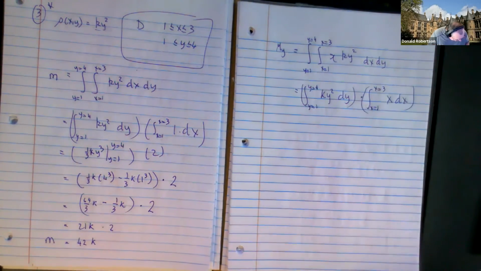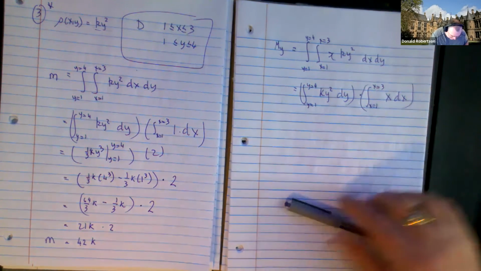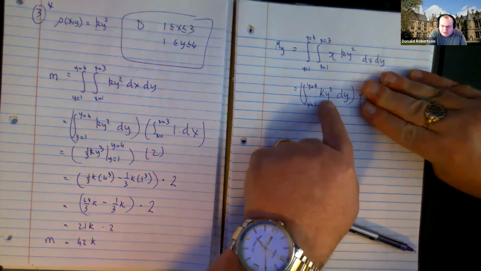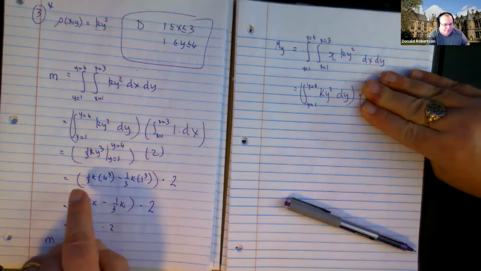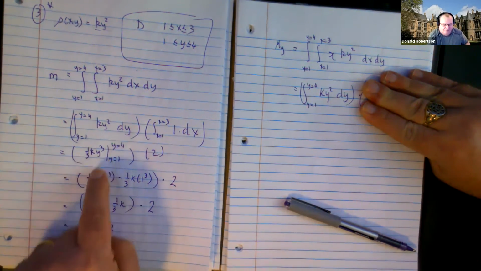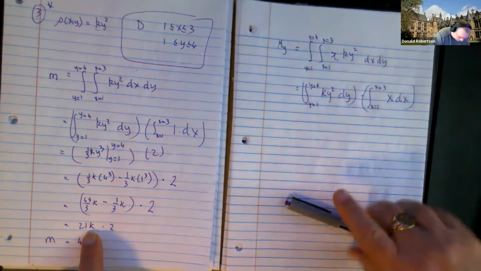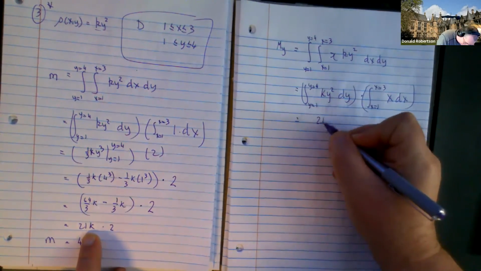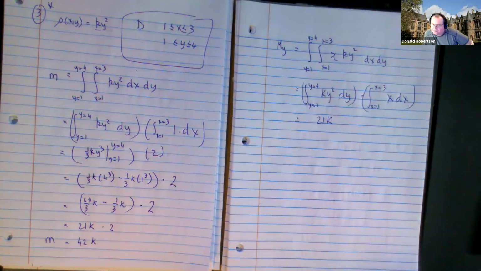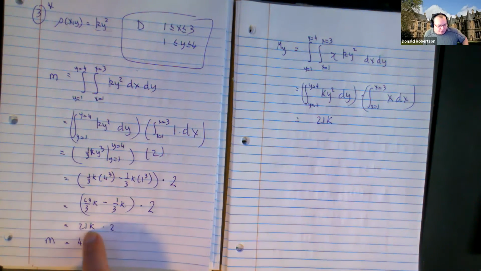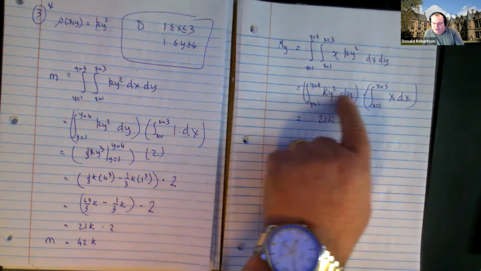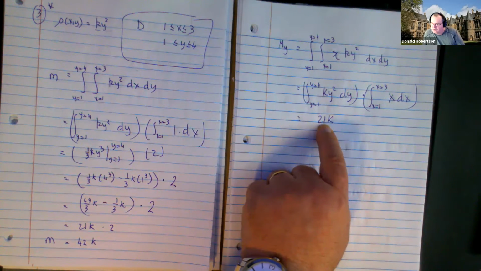And if I can get any benefit at all, I'll do it. Would you agree I've already calculated that once? So I'm just going to say it's still going to be 21k. Comfortable with that? I've already found the integral of ky squared once. It was 21k. So if I have to find it again, can't I just use the answer?